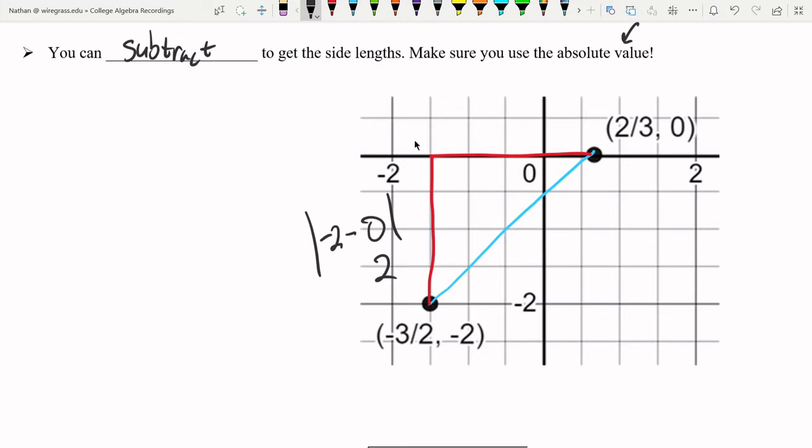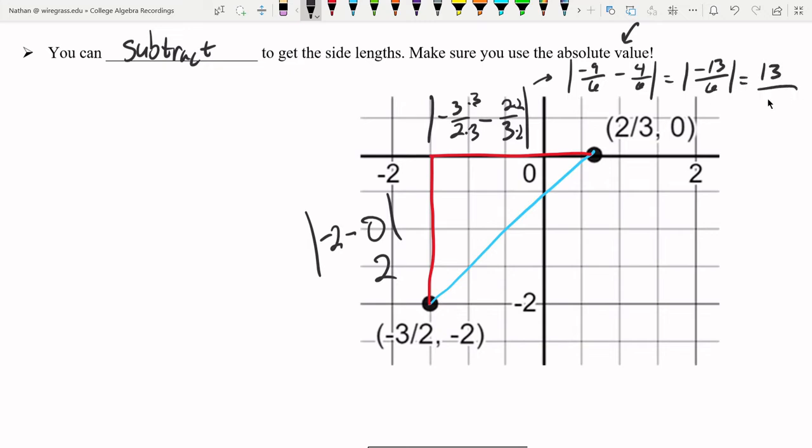This distance across is going to be the absolute value of, it's going to be the x values, right? -3/2 minus 2/3. Okay, doing that, we have to get common denominators, of course. That's going to give us the absolute value of -9/6 minus 4/6, which is the absolute value of negative 13/6, which of course is just 13/6. That's this distance across.